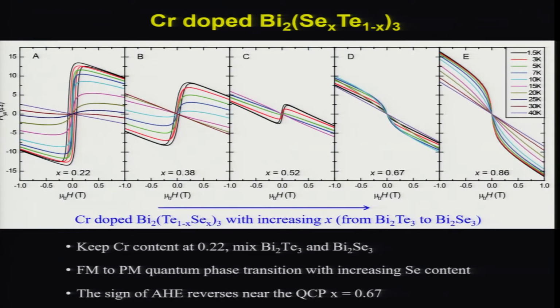A trick we usually use is we mix them. We mix selenium and tellurium almost arbitrarily because they belong to the same group. And we can drive the system very systematically from ferromagnetic to weaker ferromagnet, even weaker, and in the end to a paramagnetic phase. And there's a critical doping level. When the selenium concentration is around 0.6, we drive it from ferromagnetic to paramagnetic. So here we are seeing a quantum phase transition from ferromagnetic to paramagnetic.